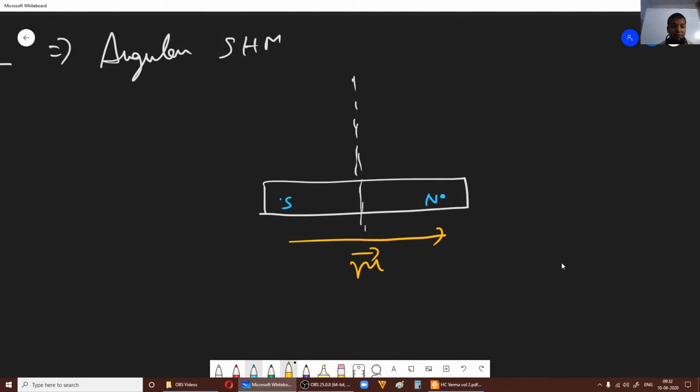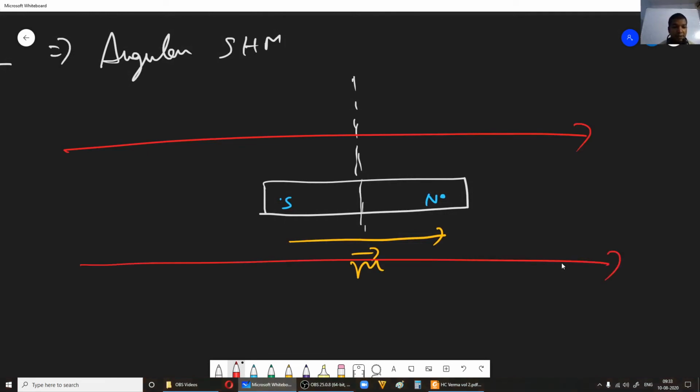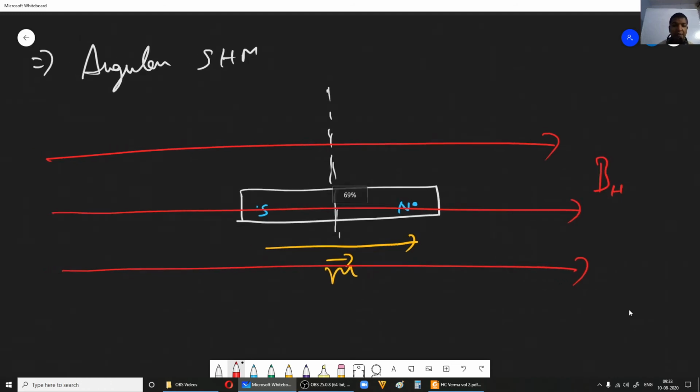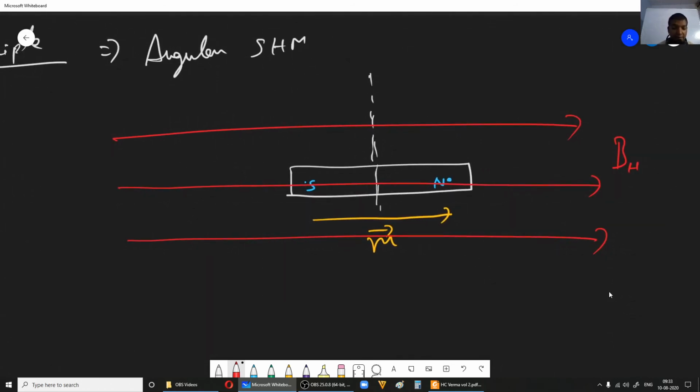Now we will keep this in an external magnetic field. Usually this external magnetic field will be BH only, the horizontal component of our Earth's magnetic field. We will keep it this way and give a small disturbance. Usually when you set this bar magnet free in an external magnetic field, it will settle.